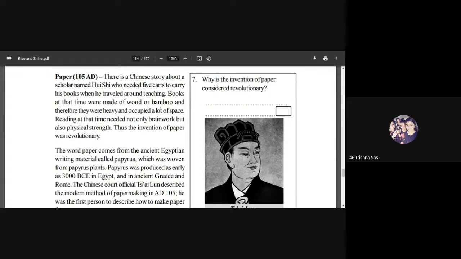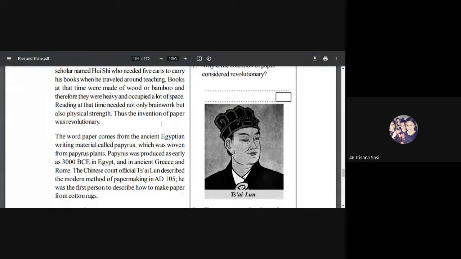The word paper comes from the ancient Egyptian writing material called papyrus, which was woven from a papyrus plant. Papyrus was produced as early as 3000 BCE in Egypt and in ancient Greece and Rome. The Chinese court official Tsai Lun described the modern method of paper making in AD 105. He was the first person to describe how he would make paper from cotton rags.